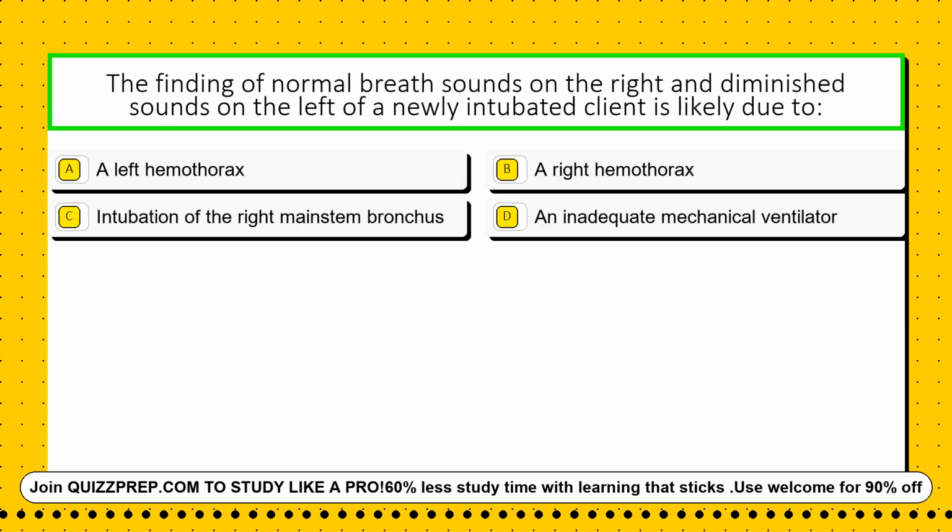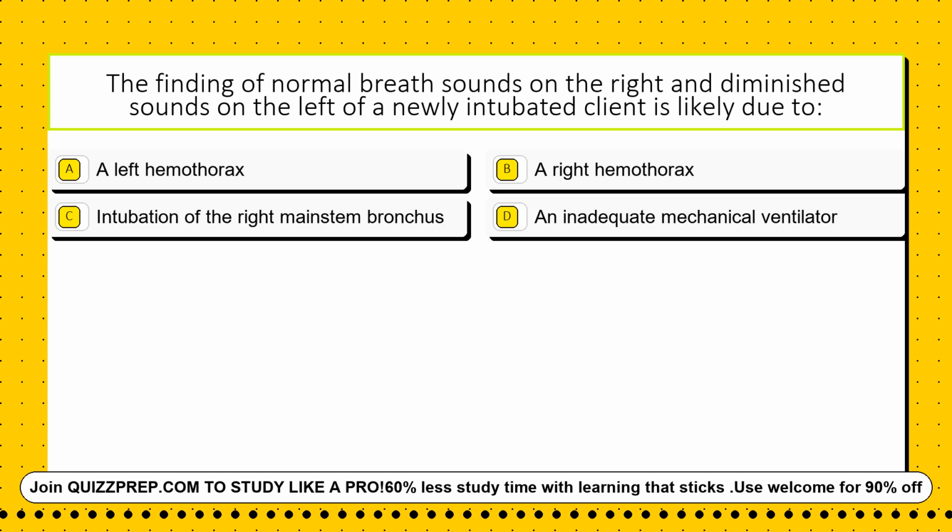Question 26. The finding of normal breath sounds on the right and diminished sounds on the left of a newly intubated client is likely due to option A, a left hemothorax. Option B, a right hemothorax. Option C, intubation of the right mainstem bronchus. Option D, an inadequate mechanical ventilator.